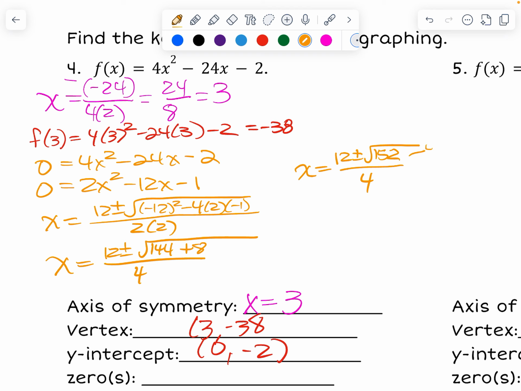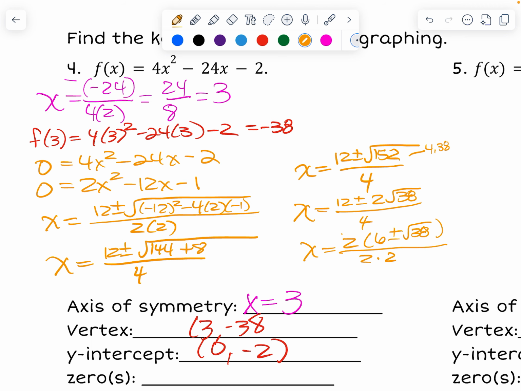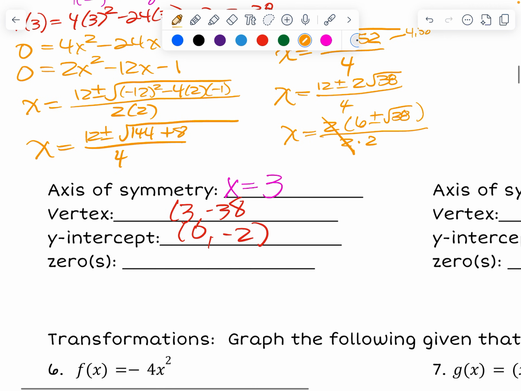This is 4 times 38. So that's going to be x equals 12 plus or minus 2 radical 38 over 4. If I simplify that, I can take out a 2. So that's going to get me 6 plus or minus the square root of 38, and that is over 2 times 2. These cancel. So the answer would be 6 plus or minus the square root of 38 all over 2.